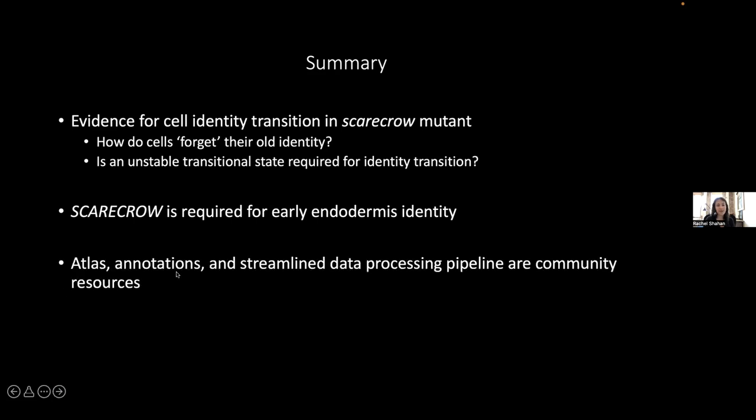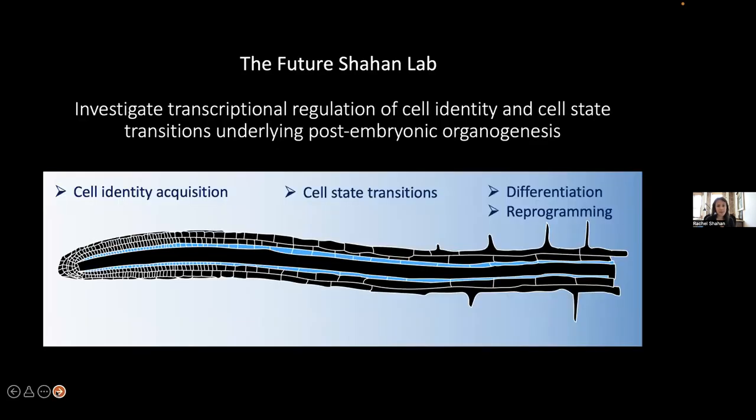And finally, the atlas, the annotations, and our data processing, everything that I've learned, I hope, are really useful resources for the community, and also for me, of course, moving forward with my own work. So to wrap up, in the last little section of the talk, I just want to talk about the future. I plan to be on the job market this year. And my vision for the future Shahan Lab is that we will investigate transcriptional regulation of cell identity and cell state transitions underlying post-embryonic organogenesis, still using the Arabidopsis root as a model.